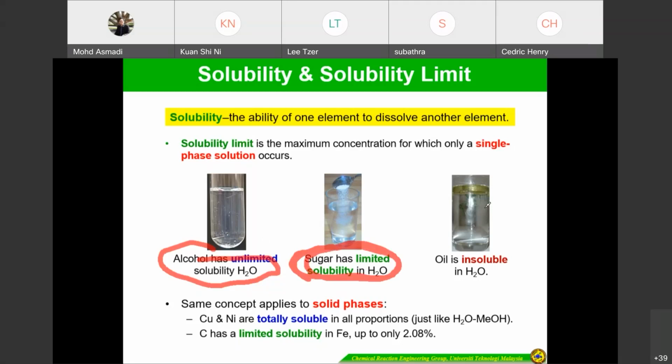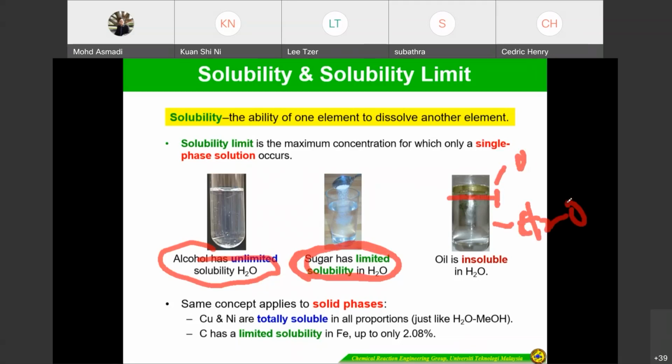Sugar has limited solubility, as I told you, maybe 50% or 40% at room temperature. If you add more, it becomes concentrated. Oil is also insoluble in water, so we can see there are two phases. This is the phase boundary. This is oil, and this one is water.